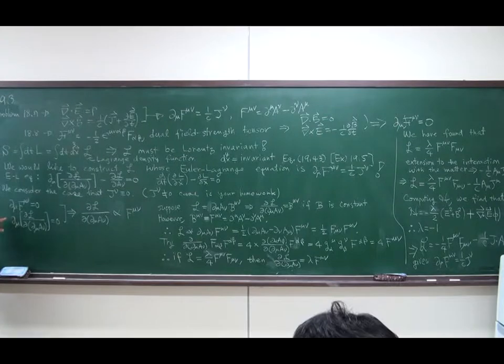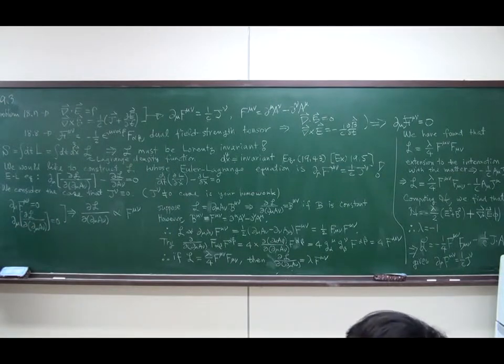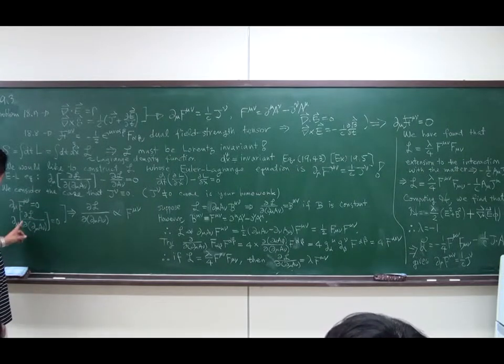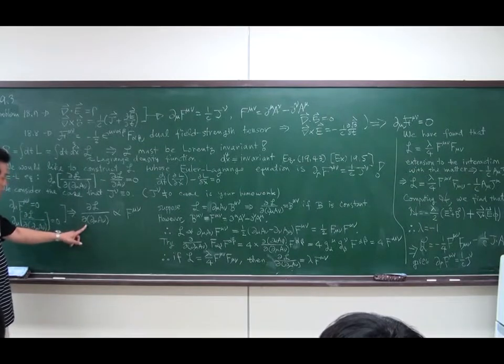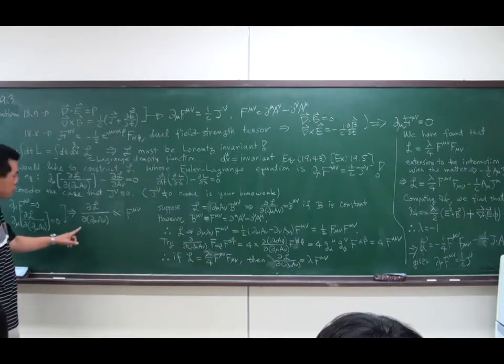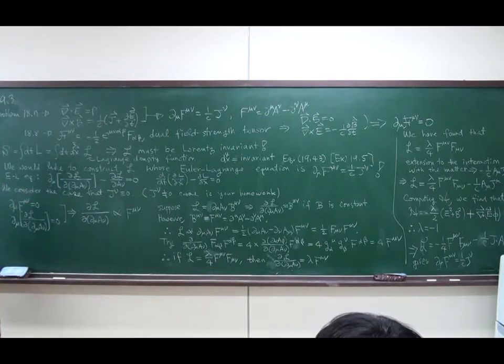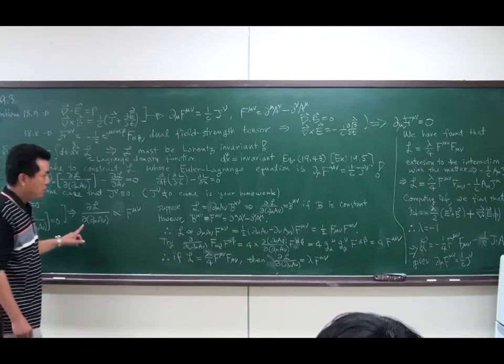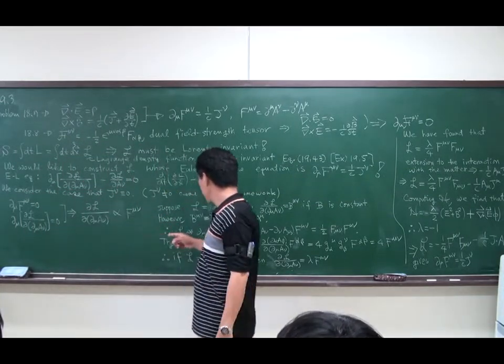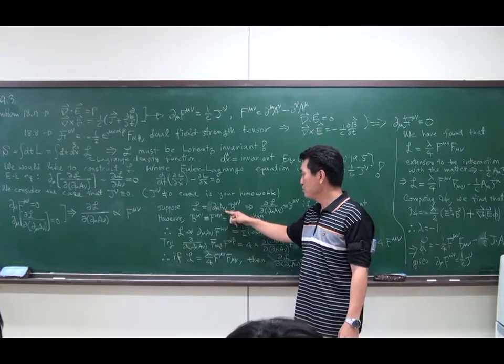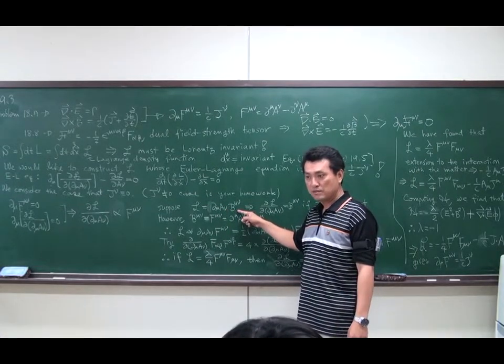From this, I have a derivative, and there is a field strength tensor, and that is just like conjugate momentum. So the conjugate momentum should be the field strength tensor. Okay, the partial derivative of the Lagrangian with respect to ∂_μ A_ν should be proportional to F^μν.